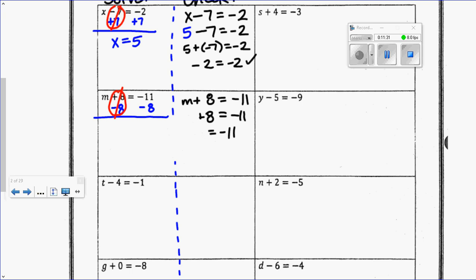Okay, if you have been working on your calculator as you've been listening, that's called multitasking. What did you get for negative 11 minus 8? It should be negative 19. Is that what you got? Because now if I plug in negative 19 plus 8, it is negative 11. And now I know that I did get the right answer.